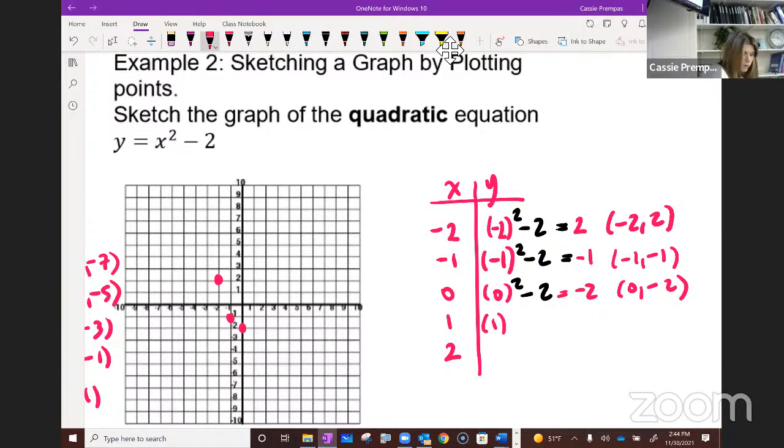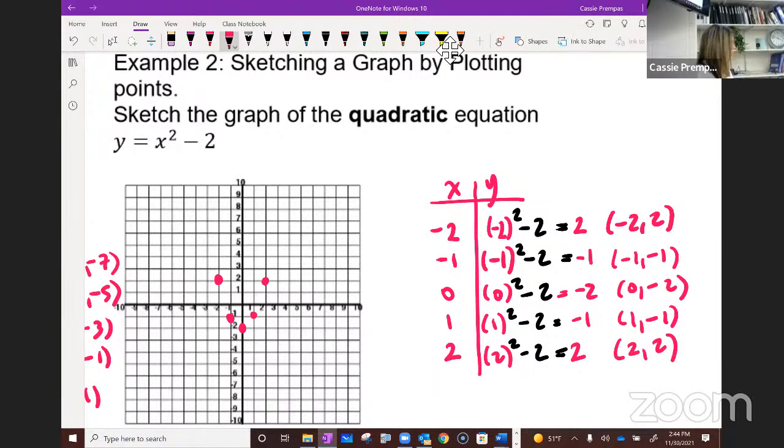Plugging in 1, I'd have 1 squared minus 2, which would leave me with 1 minus 2, which is -1. So I'd have the ordered pair 1, -1. And plugging in 2, I'd have 2 squared minus 2, which would give me 4 minus 2, which is 2. And so I have the ordered pair 2, 2. Now, if you didn't see a curve coming about, you would keep plotting points. Like if I didn't know what was happening between those 2 points, I could plug in an x value of 1/2. I could plug in an x value of -1/2. But I think some of us have seen a quadratic before. Do you know that it's going to create this U shape, or can you see it at this point?